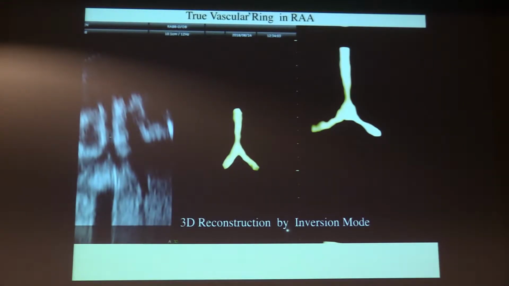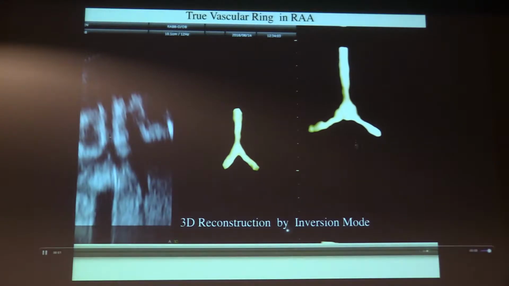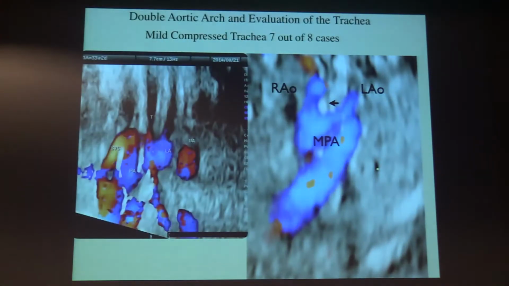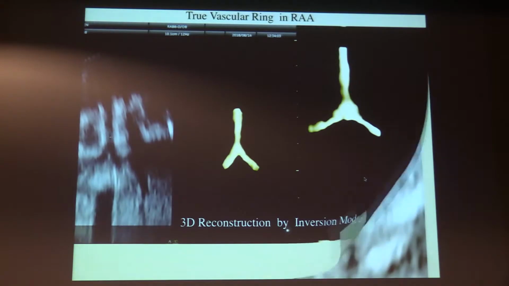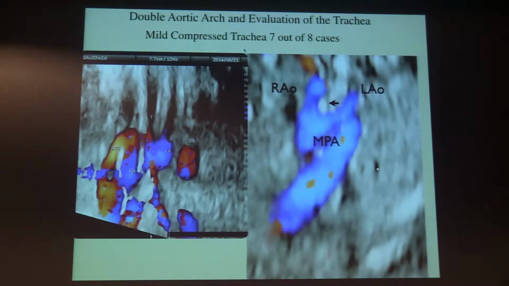In order to make the images better, we can do a reconstruction by inversion mode. As you can see by inversion mode, there is some compression of the trachea in this case. The inversion mode makes a cast formation. It converts the black to the white, and by this you can have images of the trachea like in a cast. So mild compression of the trachea was in 7 out of 8 cases.